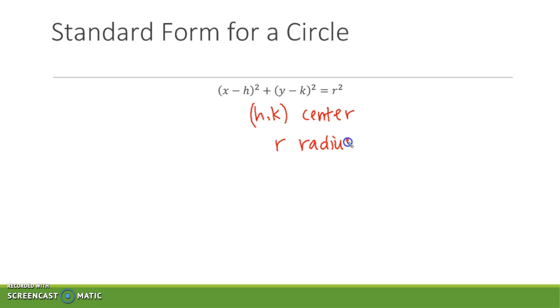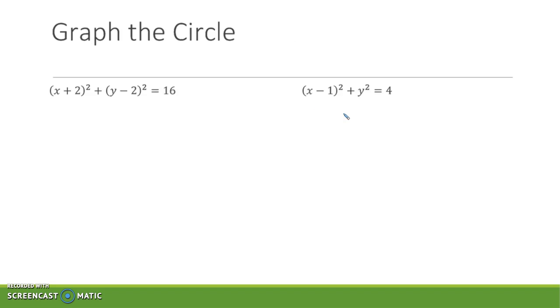And keep in mind, you have to take the square root to find the actual radius, or square it to put it back in the equation. So if I'm to graph, given a standard form equation, I'm going to find my center and then use the radius. So in this case, my center is going to be -2, +2. So I'm going to go to -2, +2 on my graph. Then my radius is the square root of 16, which is 4.